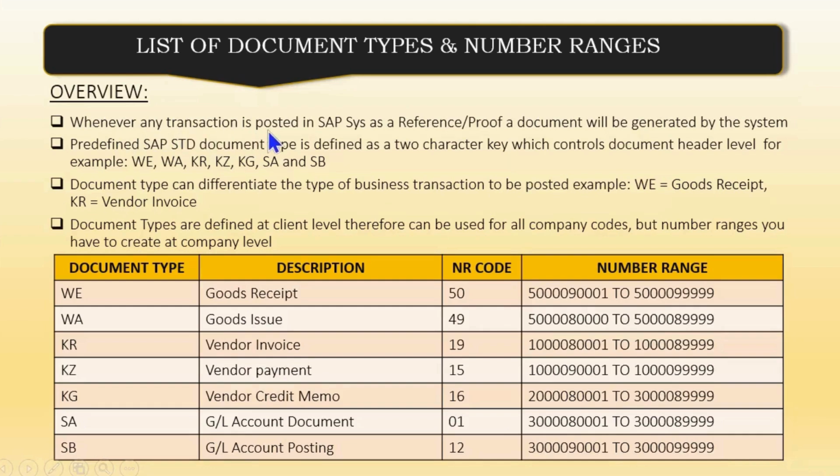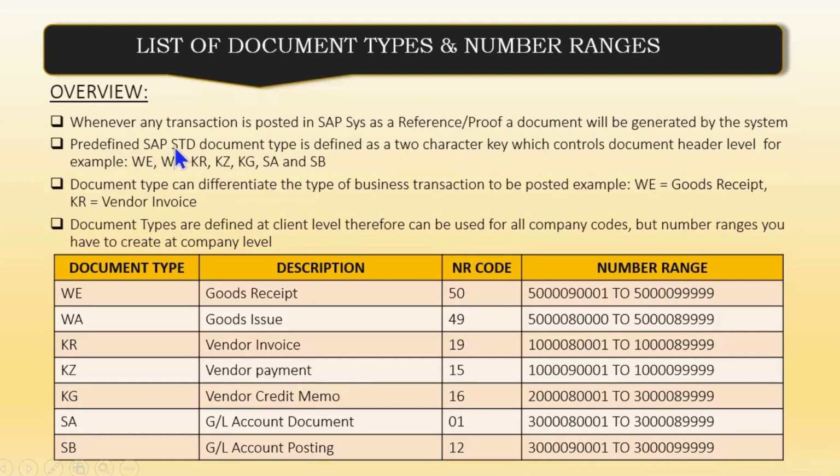Whenever any transaction is posted in the SAP system, as a reference or proof, a document will be generated by the system. So you must be aware of it. Whenever you do any transaction, for example, you create a PO or a goods receipt or an invoice verification, an automatic number will be generated, and based upon the kind of document, you will have various number ranges. So that's what a document is, and it is generated as a reference and proof.